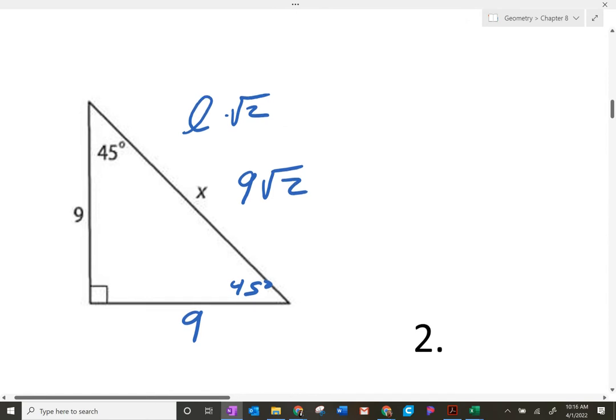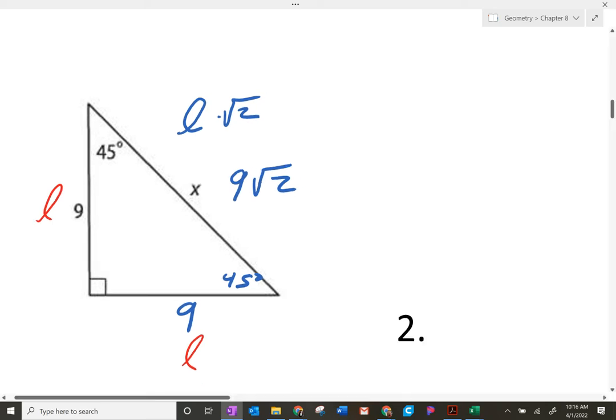So the L value here, L value here. And I'm just doing the L times radical 2. Okay. Again, L value there. L value there. Times the radical 2. So again, these ones are if they give you the legs. If they give you the legs, you're just going to add the radical 2. If they give you the hypotenuse, you just have to get rid of the radical 2.